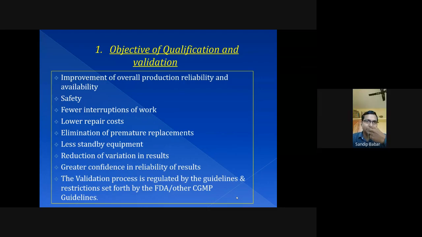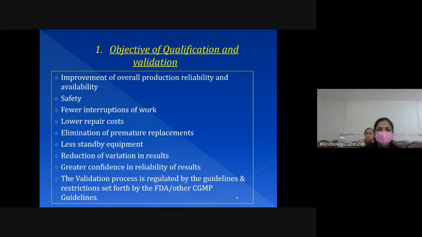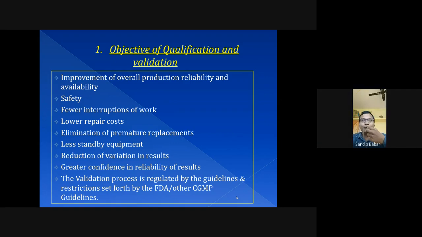So continuing with the first point, objective of qualification and validation. Why we have to qualify or why we have to validate any equipment, any instrument, or any system? What is the purpose of this qualification? So the purpose behind that is improvement of overall production reliability and availability. Suppose you don't qualify or validate any equipment, instrument, or system, chances of failure are more, and chances of failure of your batch or any process or any ongoing activity are more. In order to avoid that, we will do the qualification and validation.